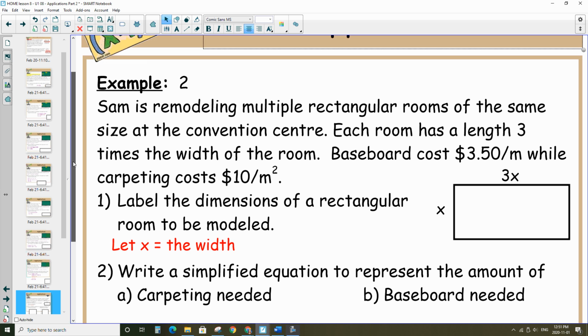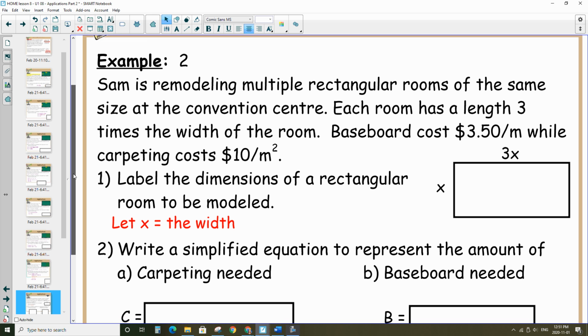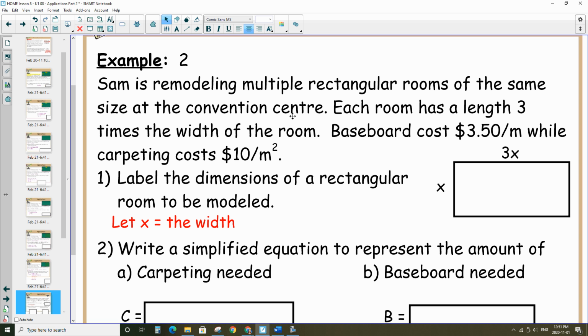And one more example, we've got Sam, who's remodeling multiple rectangular rooms of the same size at the convention center. Each room has a length of 3 times the width of the room. So if the width is x, then the length has to be 3x, as it is 3 times longer. And then the cost of baseboards is $3.50 a meter, and the cost of carpeting is $10 per square meter.